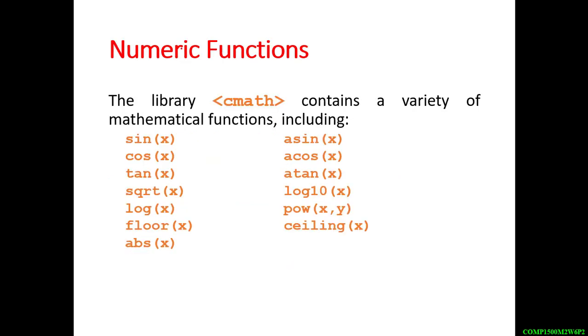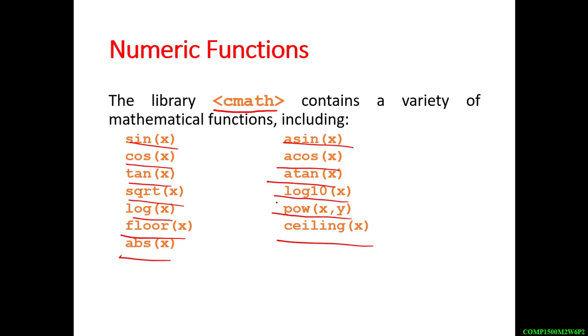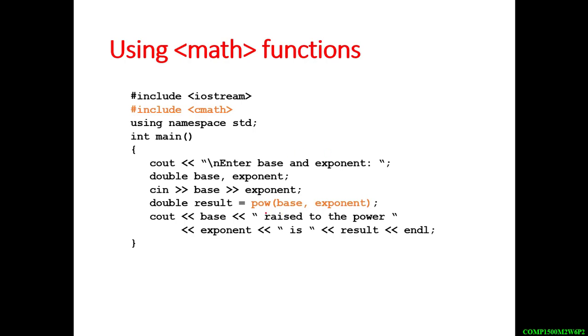The other thing we want to talk about over here is the library called CMath. CMath is basically a library which contains these functions: sine, cosine, tan, square root, log, floor, absolute value, arc sine, arc cosine, arc tan, log to the base 10, power, and ceiling. We have already discovered power earlier in week number 5. So the rest, we can use them when we need them, depending on the mathematical function. If you are going to use the power, you need to include #include CMath in your library in order to find the power.